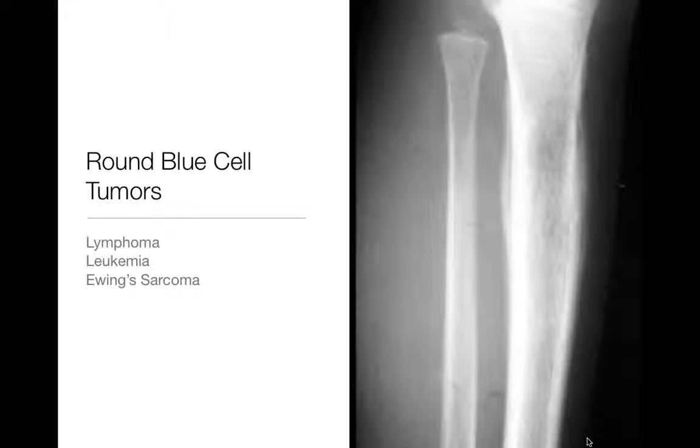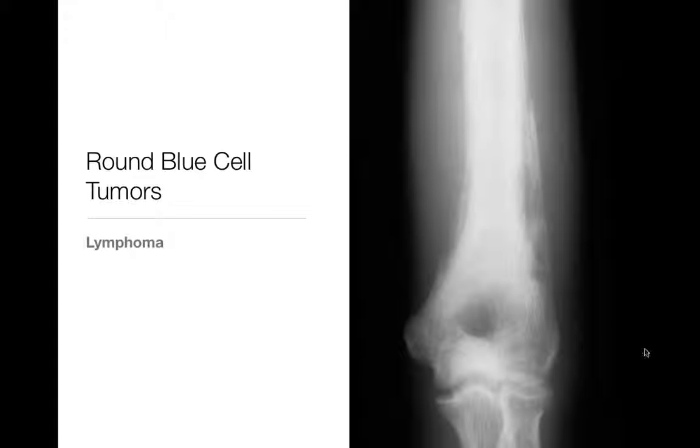Round blue cell tumors, which include lymphoma, leukemia, and Ewing sarcoma, these pretty much will all look alike, and it's probably impossible to differentiate them radiographically. They are infiltrating tumors that grow throughout the bone. They classically appear as permeative lesions. They'll be associated with an aggressive periosteal reaction.